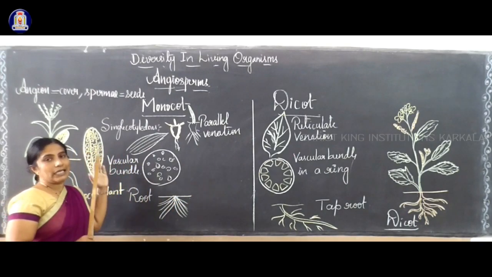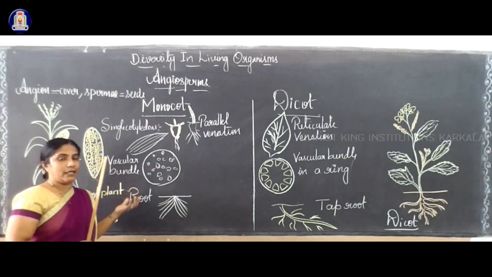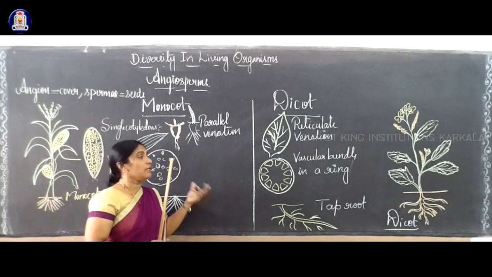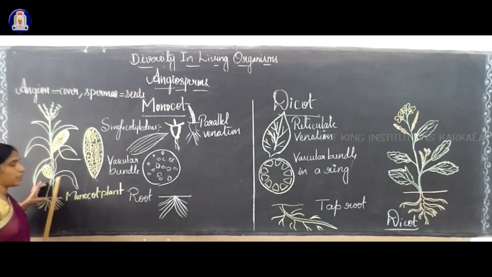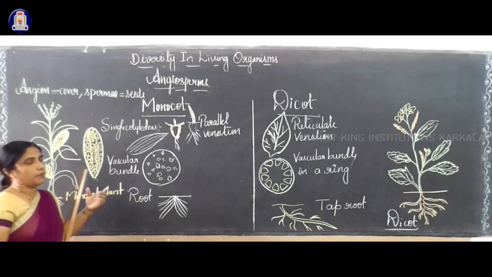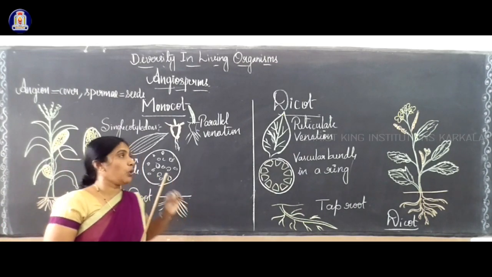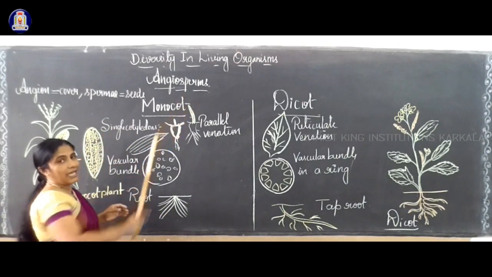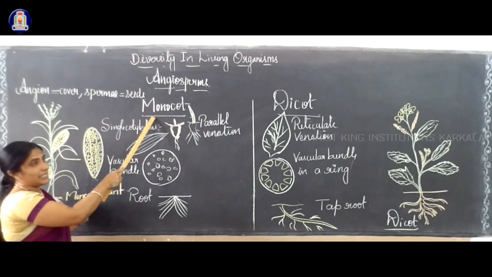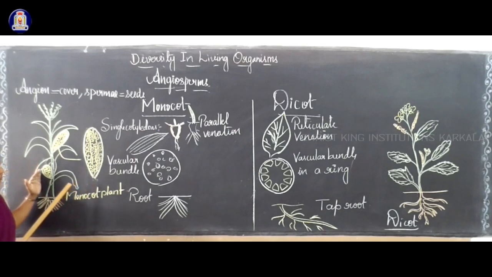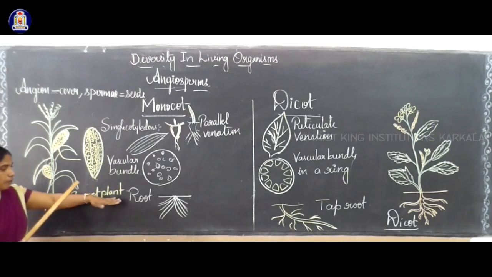In our textbook, we are given monopod and dipod, so let us now study what is monopod and what is dipod. For example, I take a maize plant, or simply corn. It is a monopod plant. We will now learn the major difference between monopod and dipod. Mono means single, and pod means cotyledon. Maize is an example of a monopod.